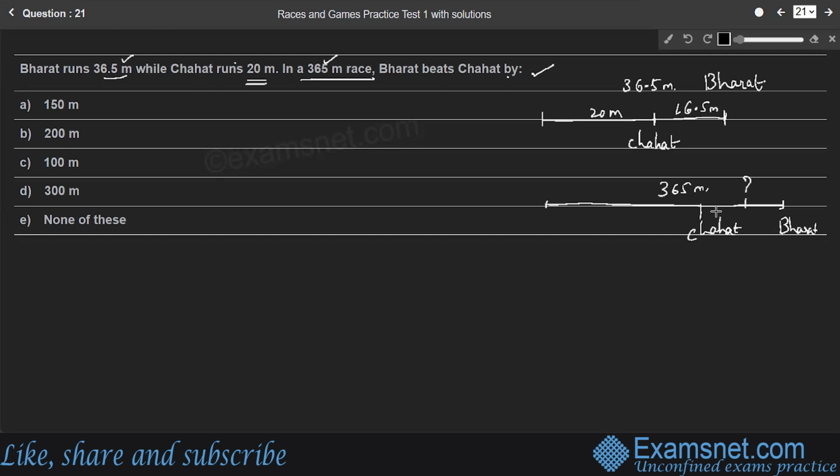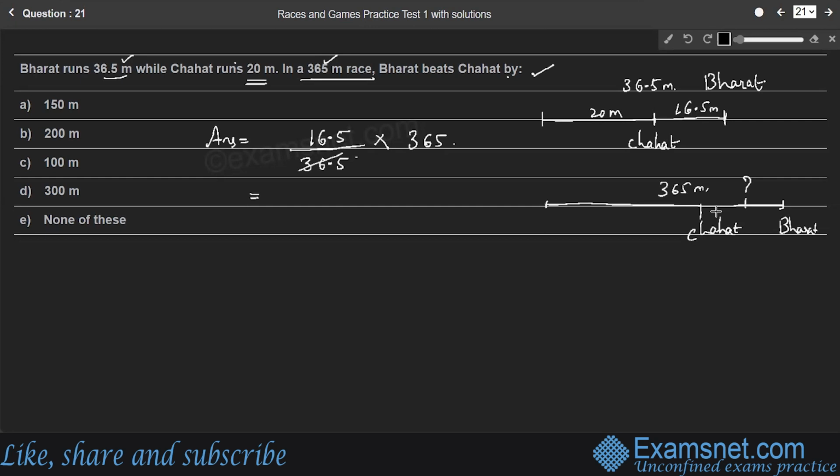Right? Very easy calculation. So for the given question, in a 36.5 meter race, 36.5 will be in the denominator. So 36.5 is the original track or distance covered by Bharat. So in a 36.5 meter track, Bharat beats Chahat by 16.5 meters. Therefore, in a 365 meter race, Bharat beats Chahat by?